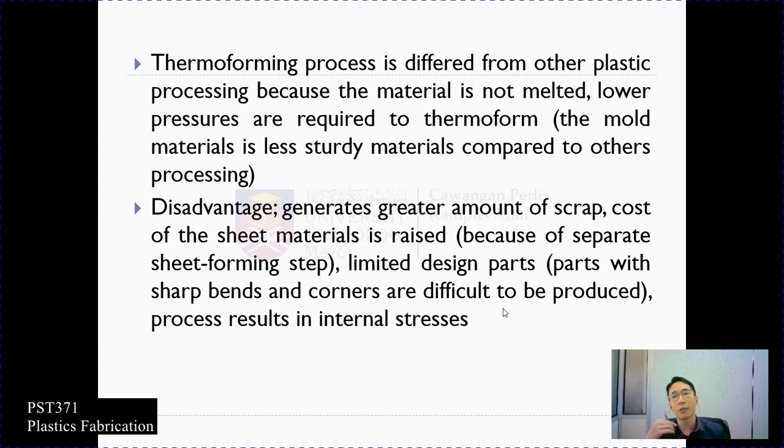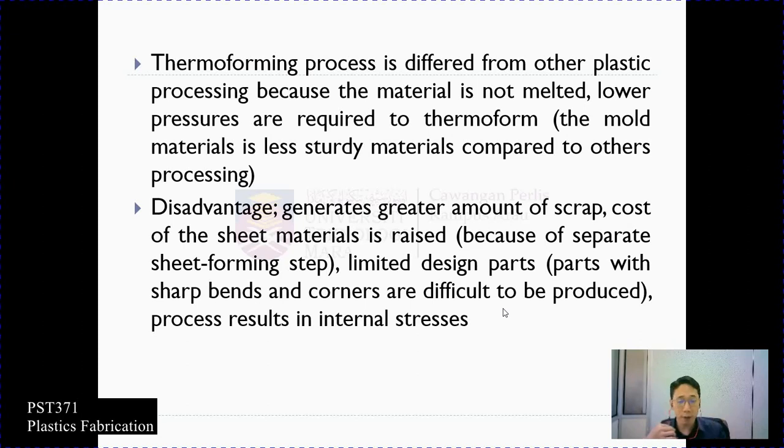The disadvantages of thermoforming are that it generates a greater amount of scrap, and the cost of the sheet material is raised. Of course, in order to use a thermoforming technique, you use a slightly bigger size of polymeric material. Later we will go through why we need it bigger. A bigger size produces a greater amount of scrap. The part that we do not want, we will trim off. This is the scrap. And then the cost of the sheet material is raised because of the separate sheet forming step.